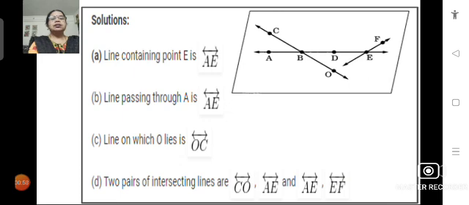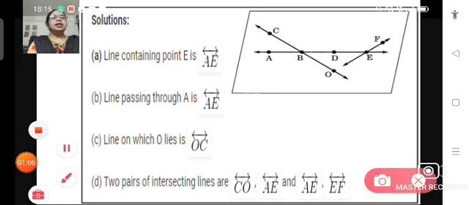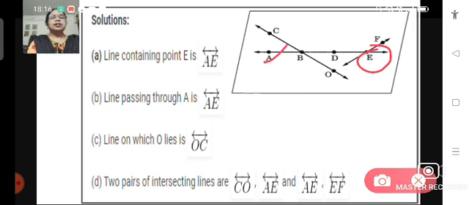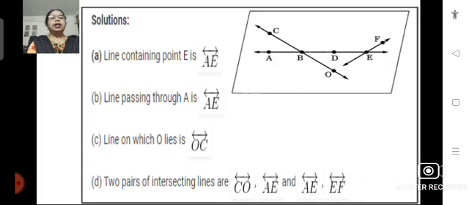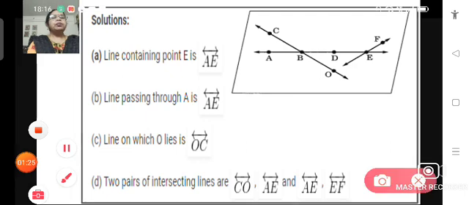So how do we answer this question? A, the line containing point E. We can see in the diagram that the line containing point E is AE, isn't it? Then B, the line passing through A. The line passing through A is this line. So again, the line passing through A is line AE.